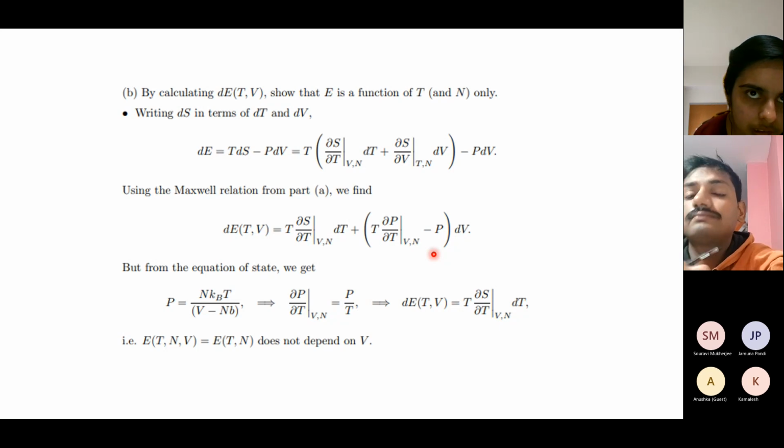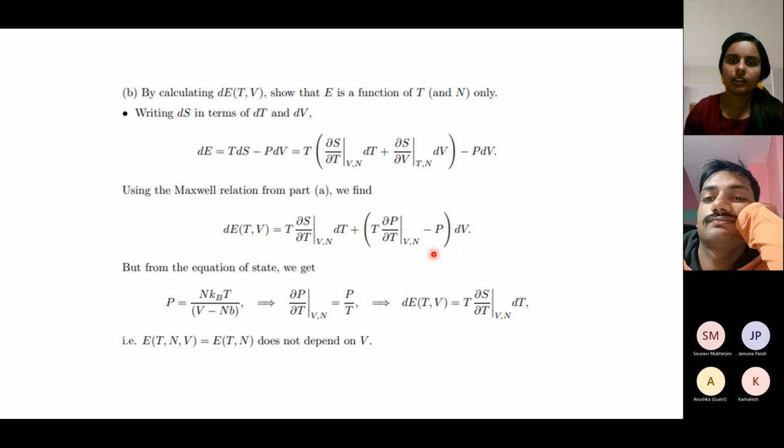So all these questions give you practice in how to deal with partial differentials, and, depending on the question, which of the Maxwell's relations to use. Because if you use some other Maxwell's relation, it won't work. You have to change it in terms of T and V, and then understand that now you have P, so this Maxwell's relation will be helpful, and accordingly you substitute. So these questions tell you which Maxwell relation to use at which point, and how to proceed with partial differentials.